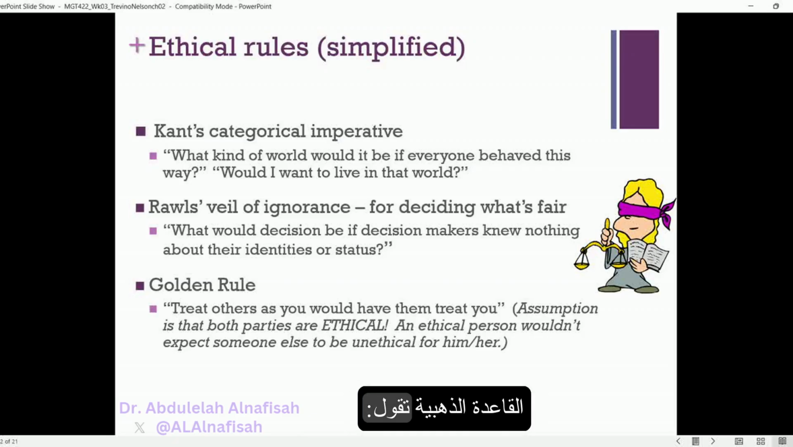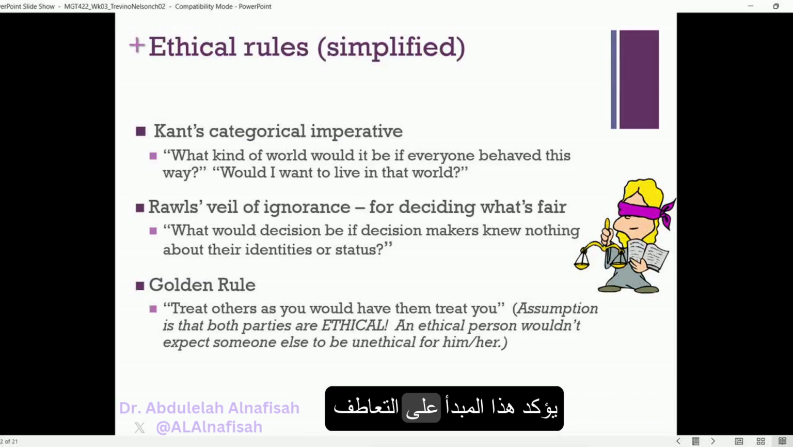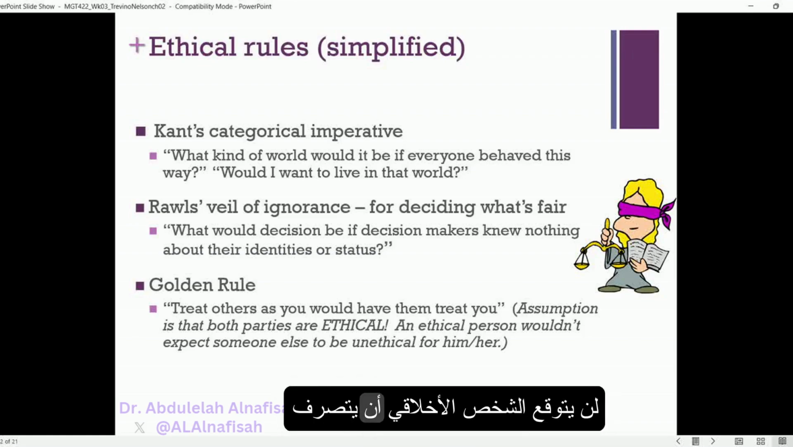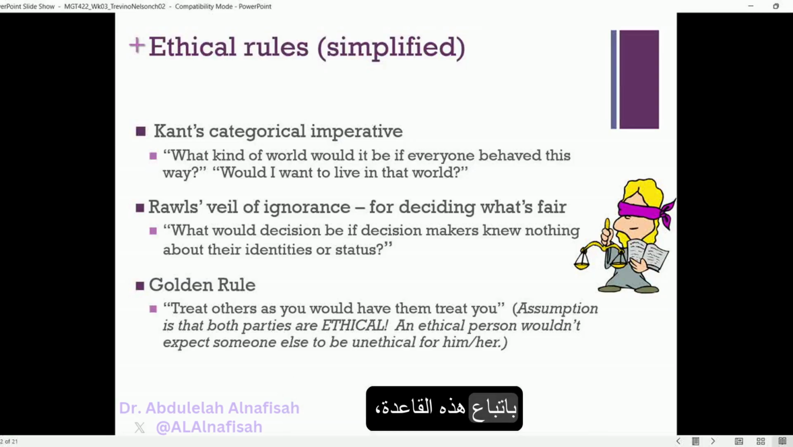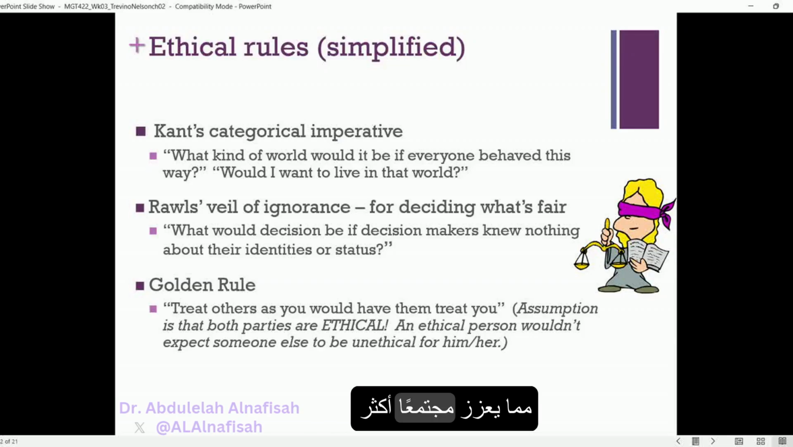The Golden Rule states, "Treat others as you would have them treat you." This principle emphasizes empathy and reciprocity in human interactions. It assumes that both parties involved are ethical. An ethical person would not expect someone else to behave unethically towards them. By following this rule, individuals are encouraged to consider the feelings and rights of others, fostering a more compassionate and just society.